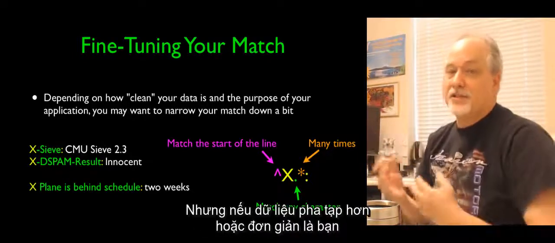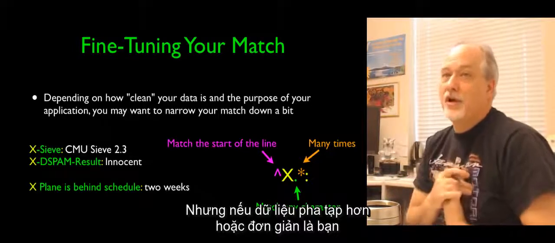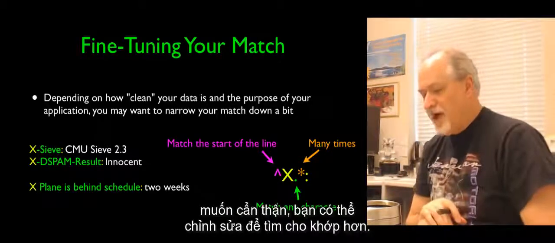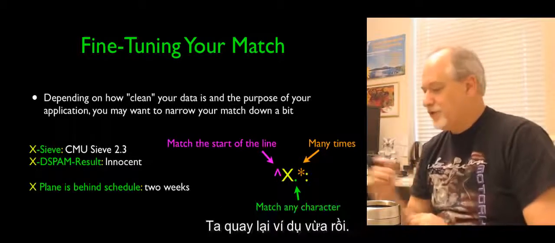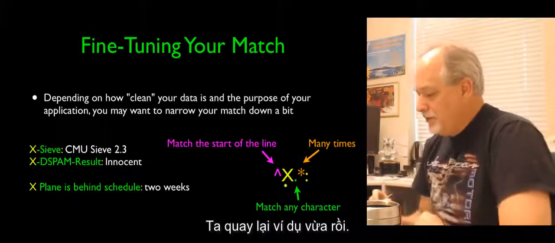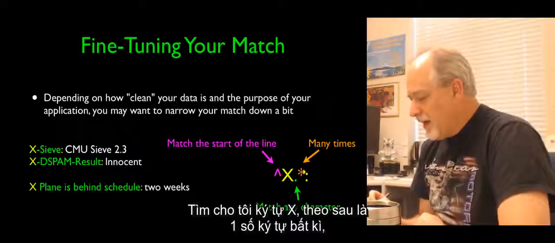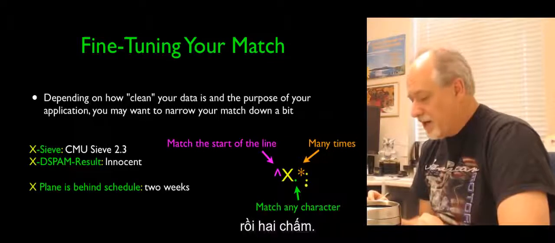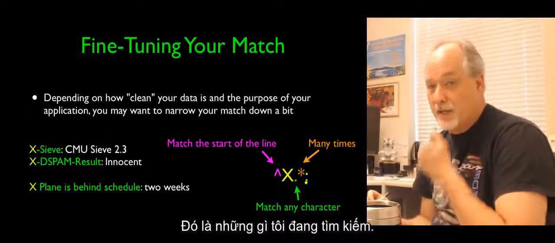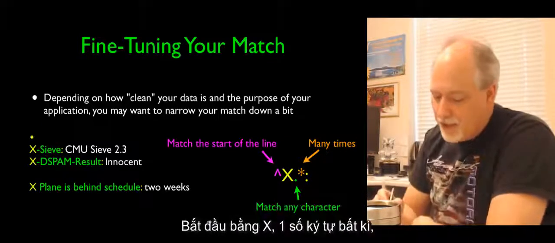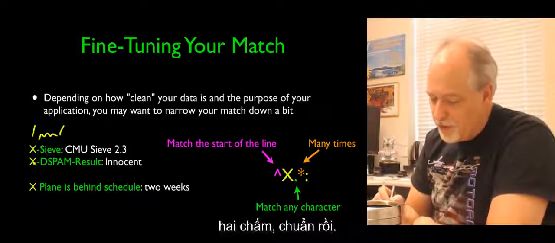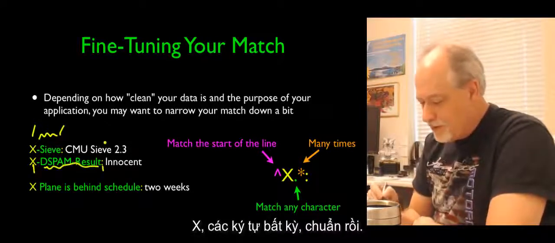But if your data is less clean, or even if you just want to be real careful, you can fine-tune your matching. So here's that same match. Give me a character X followed by any number of characters followed by a colon, and that's what I'm looking for. Give me lines that match that pattern. So this X starts at any number of characters, colon, great.